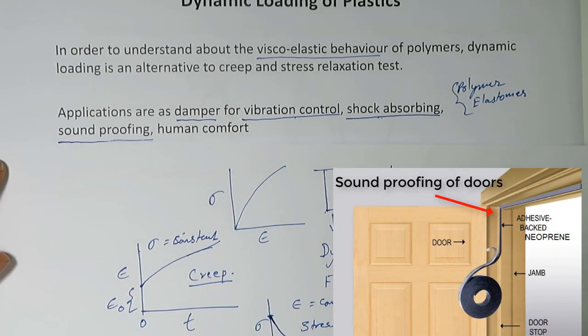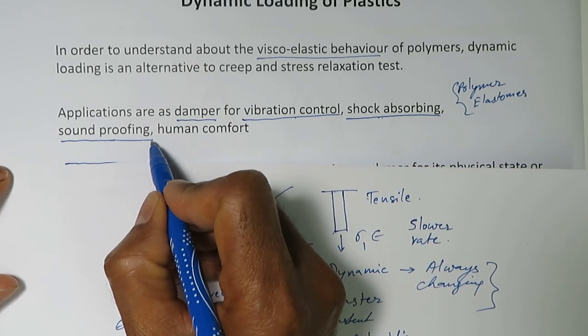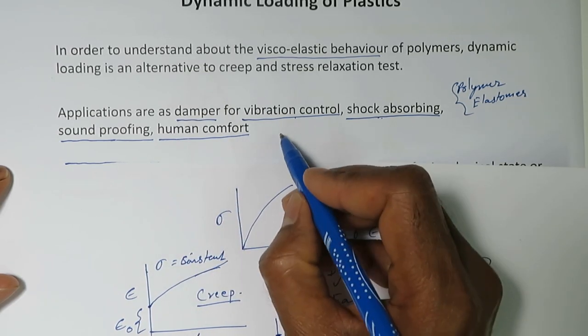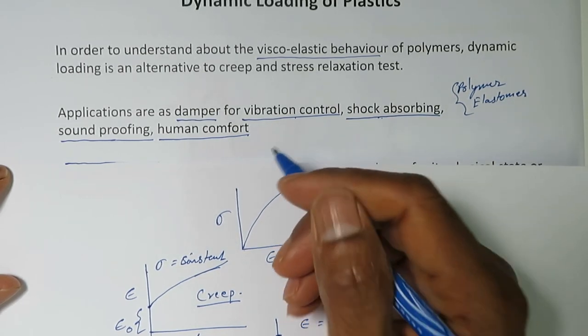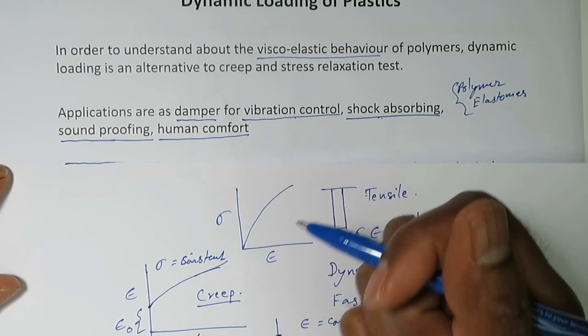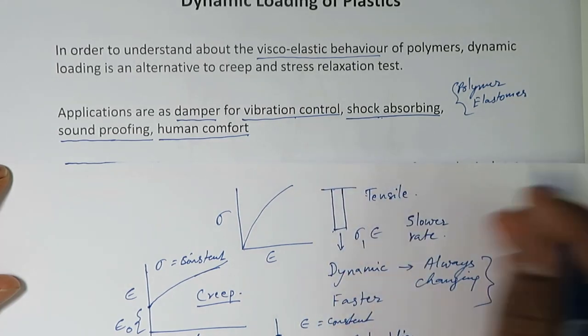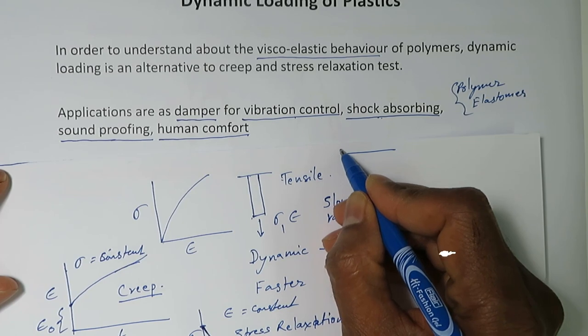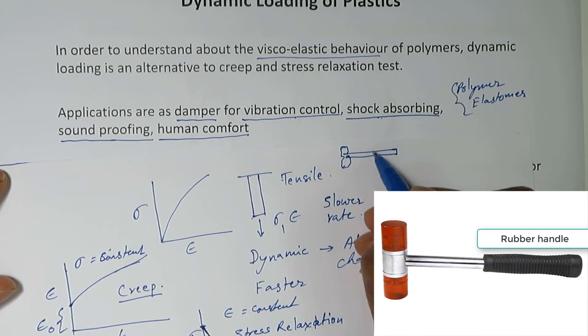Soundproofing, that means we use this rubbery material or elastomeric material for proofing the sound, for comfort. This is an application where we want human comfort. So for example, if we are using the handle of a tool, it can be very uncomfortable if the handle is made of hard material. But if we cover the handle with a soft material, so for example, a tool such as a hammer, and we have got this handle, but if we cover this handle with a rubbery material, then the comfort level is increased.